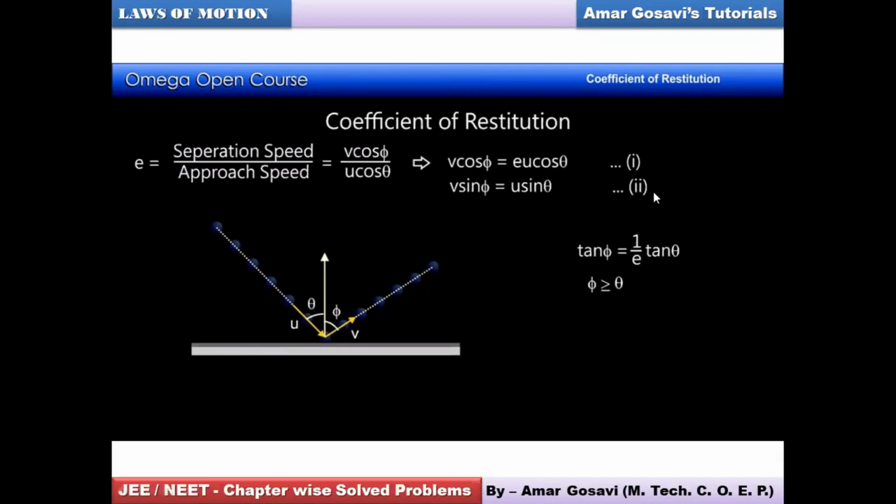Now when I divide equation 2 by 1, you can see V will get cancelled. Sine phi upon cos phi would be tan phi. Here also on the right hand side, you can see U and this U will get cancelled. Sine theta upon cos theta will be tan theta, and 1 upon E remains as it is over here. So this equation helps us understand that phi has to be greater than or equal to theta. It can never be less than theta for this equation to be followed. So this was the analysis regarding the inclined collisions.